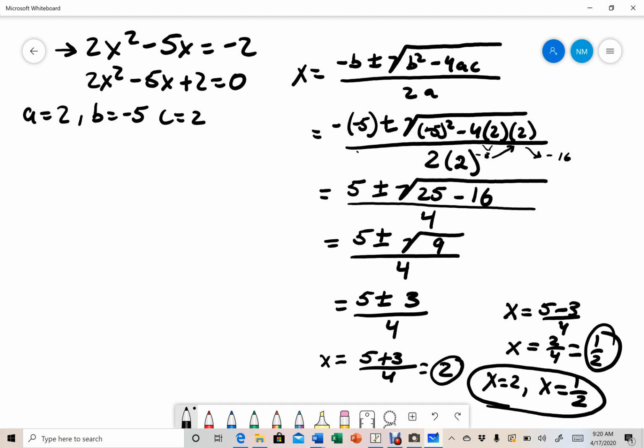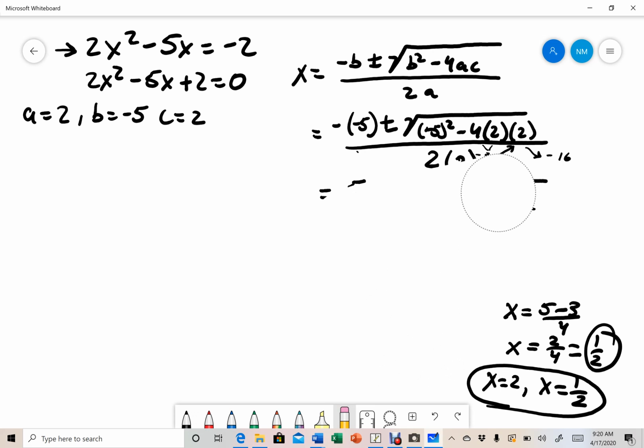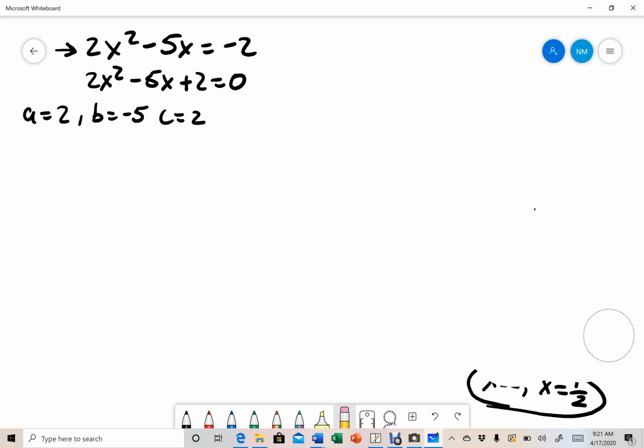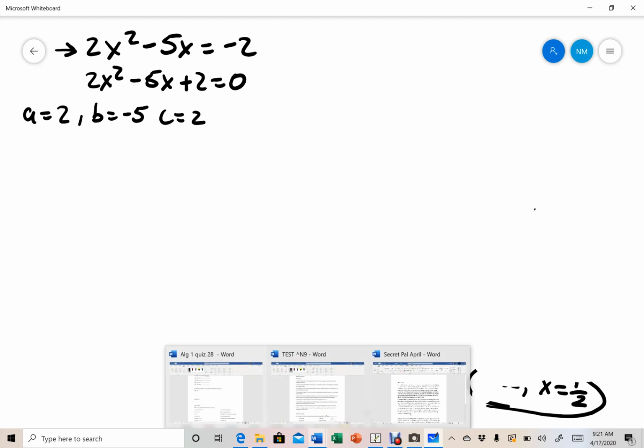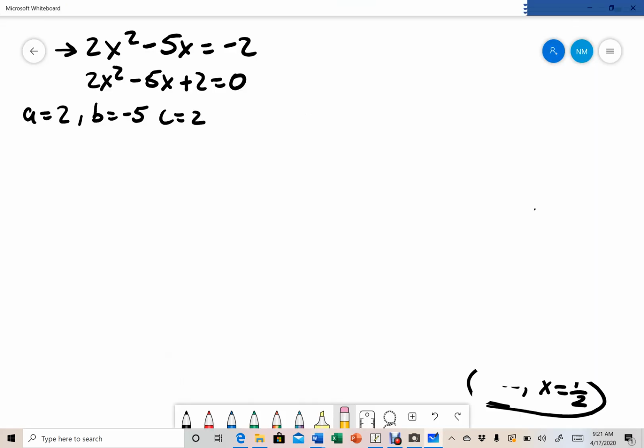All right, so let me take this here and erase this. All right, my computer's freezing up here. Okay, so my answers again are x equals 2. Whoops, sorry. Man, my computer's freezing on me here.